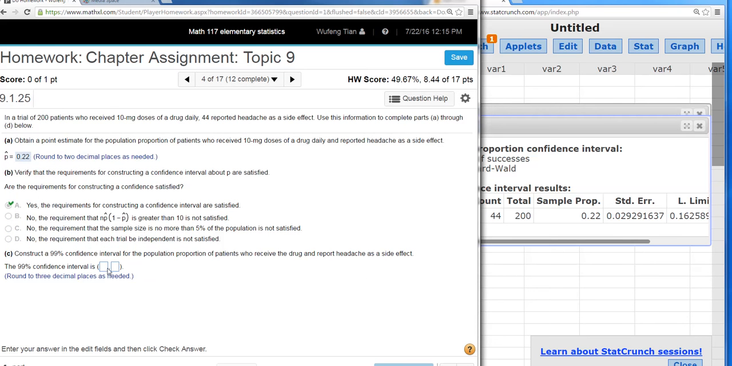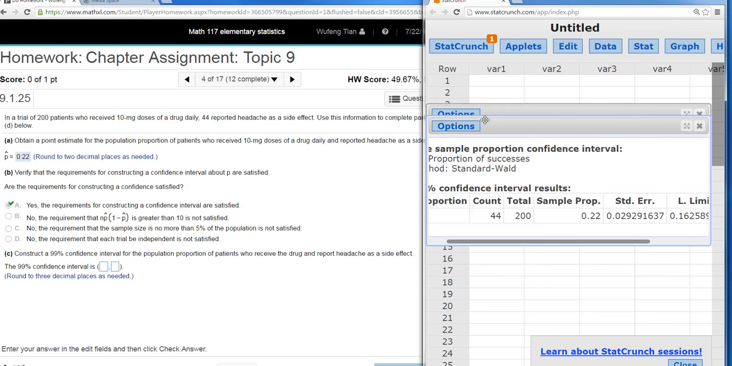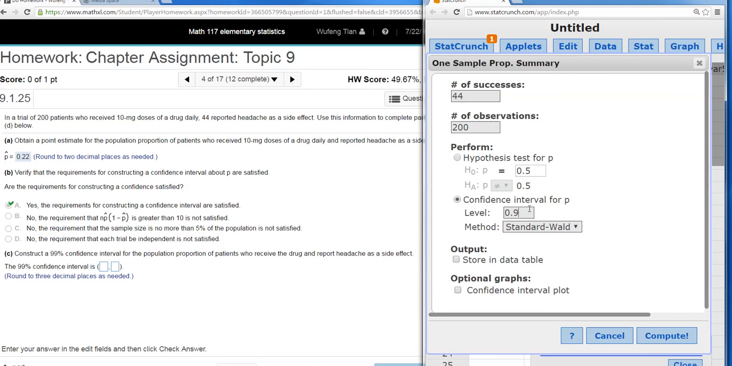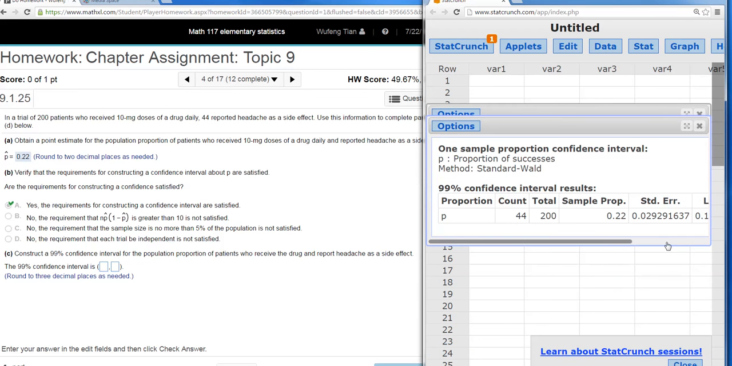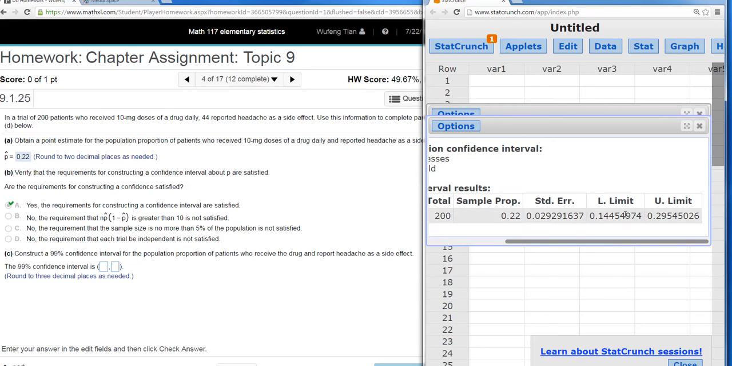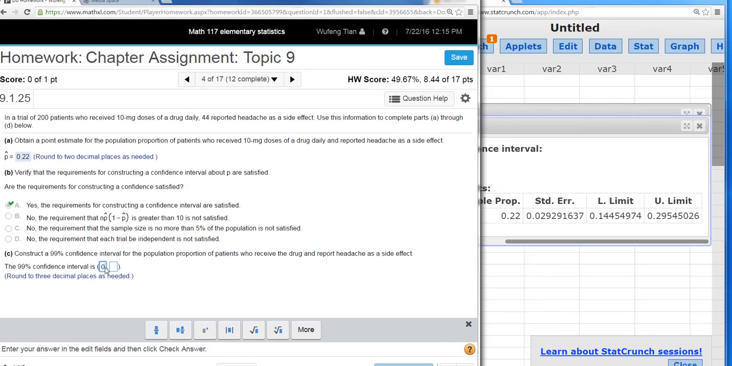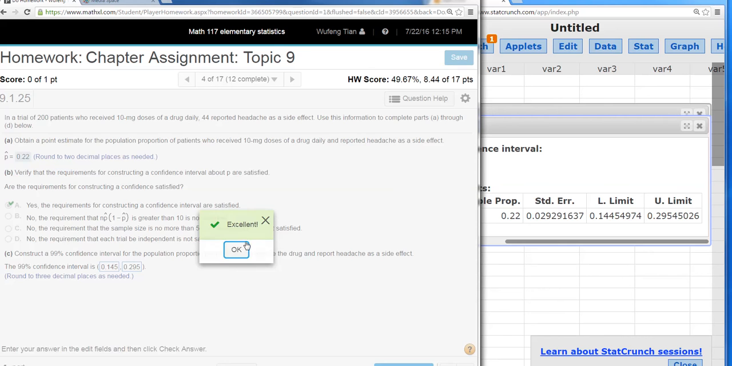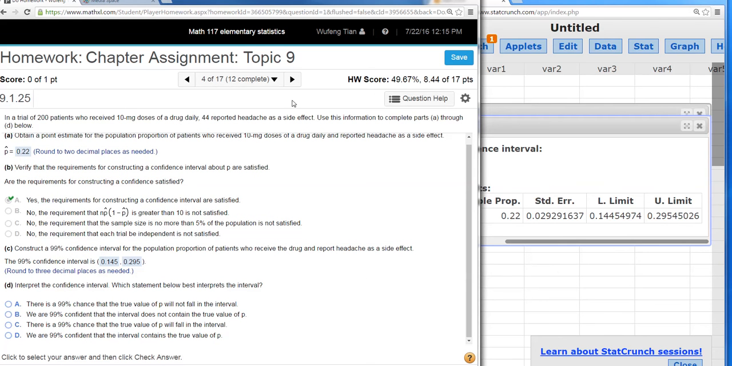Okay, and then a 99% confidence interval for this one. What you need to do, we just did 95% confidence, right? So now I just reuse what I did before. I just changed 95% to 99%. Then you just compute again. You get the lower bound 0.145 and the upper bound 0.295. Okay, so that's number 4. You can finish the rest by yourself.